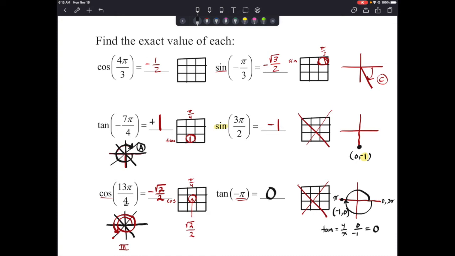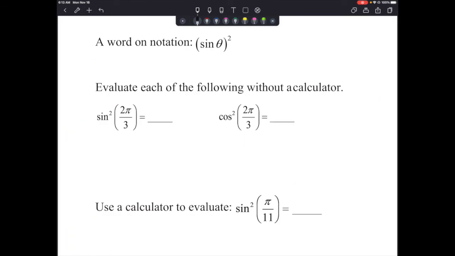All right, so the more you do with these, the more you practice them, the better you get at finding those reference angles and the positive and negative values. Let's move on. Let's look at some notations here. We talked about this briefly the other day, but let's just talk about it one more time.